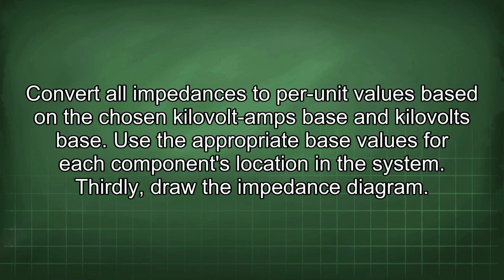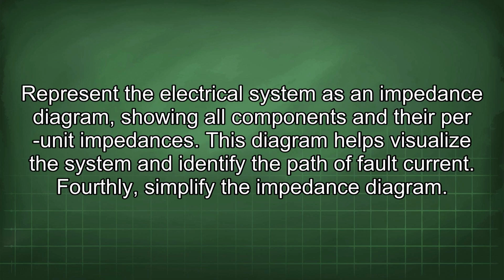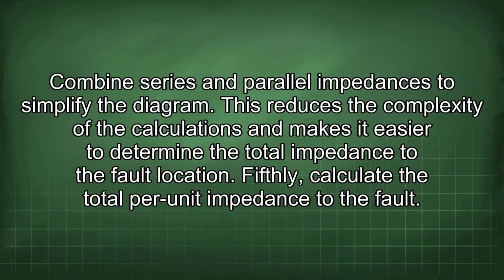Thirdly, draw the impedance diagram. Represent the electrical system as an impedance diagram, showing all components and their per unit impedances. This diagram helps visualize the system and identify the path of fault current. Fourthly, simplify the impedance diagram. Combine series and parallel impedances to simplify the diagram. This reduces the complexity of the calculations and makes it easier to determine the total impedance to the fault location.